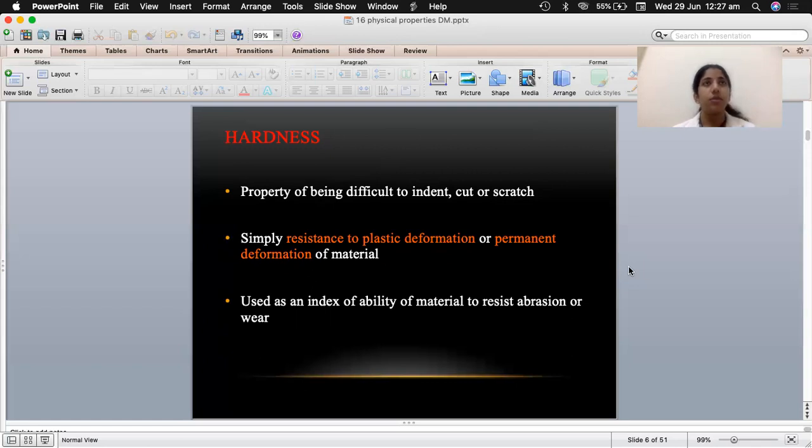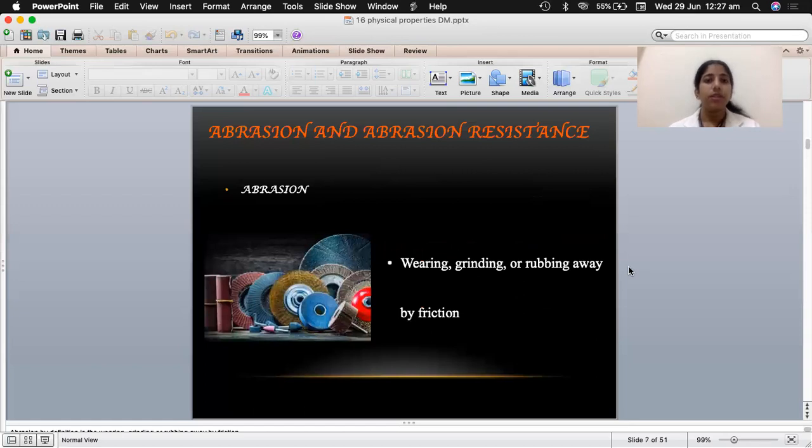And plastic materials tend to deform from their original shape. Once the applied stress is removed, permanent damage will have occurred in that particular material. That is the plastic deformation. Okay. Then abrasion and abrasion resistance. Abrasion is nothing but the wearing or grinding away of a material against another material, against friction. During friction, the grinding away or wearing away of the material is called abrasion. The resistance of a material to undergo abrasion is called the abrasion resistance.